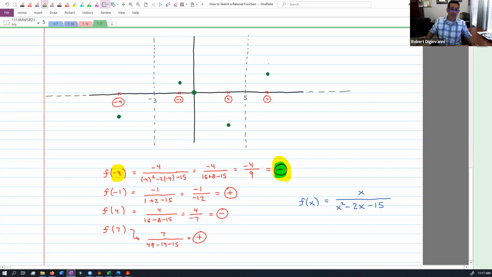Any questions on that step? Caitlin, is this making sense? Okay. All right, now put it all together.